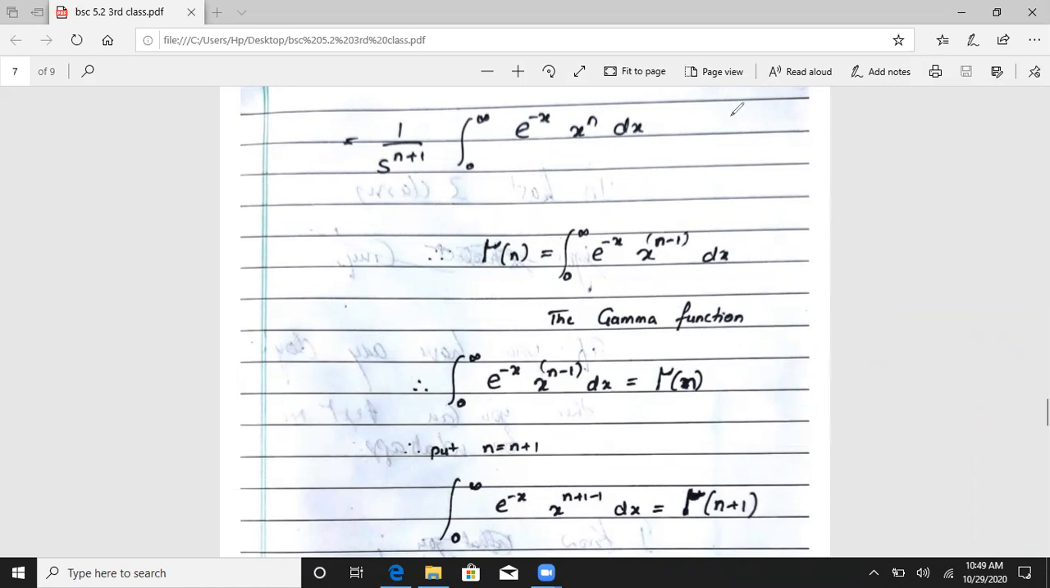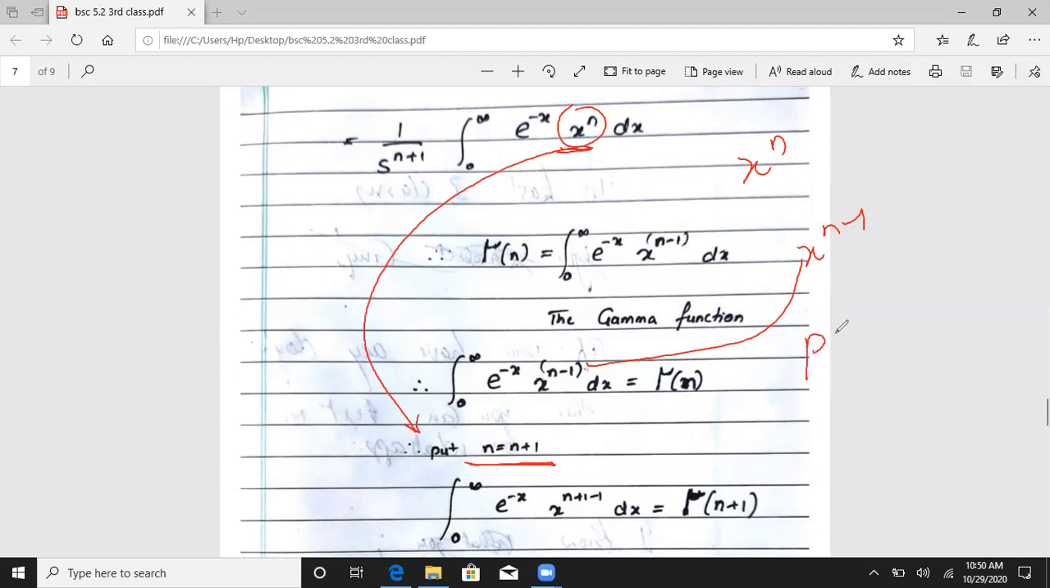Once again I'll explain this one. Integration over 0 to infinity of e to the power minus x, x to the power n minus 1 dx is equal to gamma of n. Instead of writing this function, we can write gamma of n. This one is clear, I hope. But in our problem, we have only x to the power n, while the gamma function has x to the power n minus 1. That's why we substitute here.